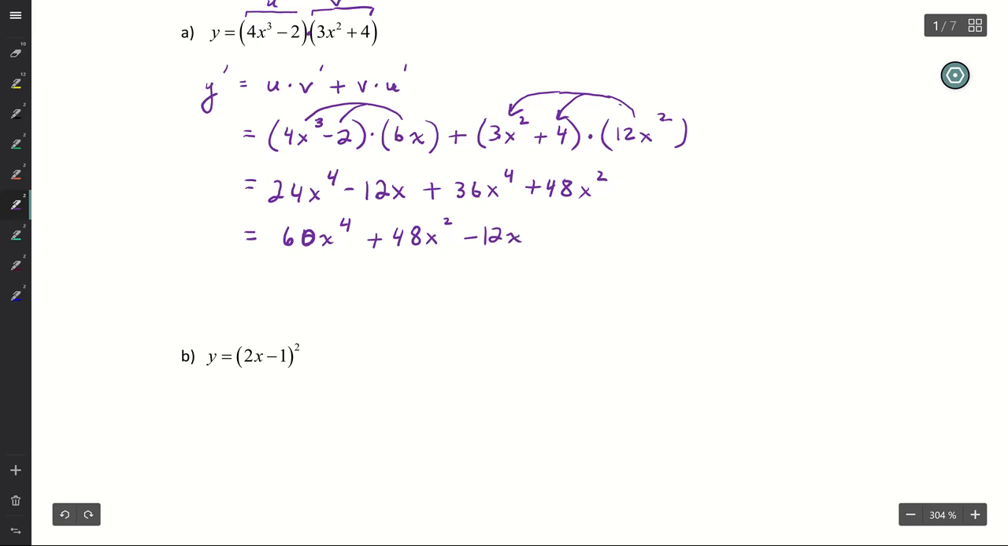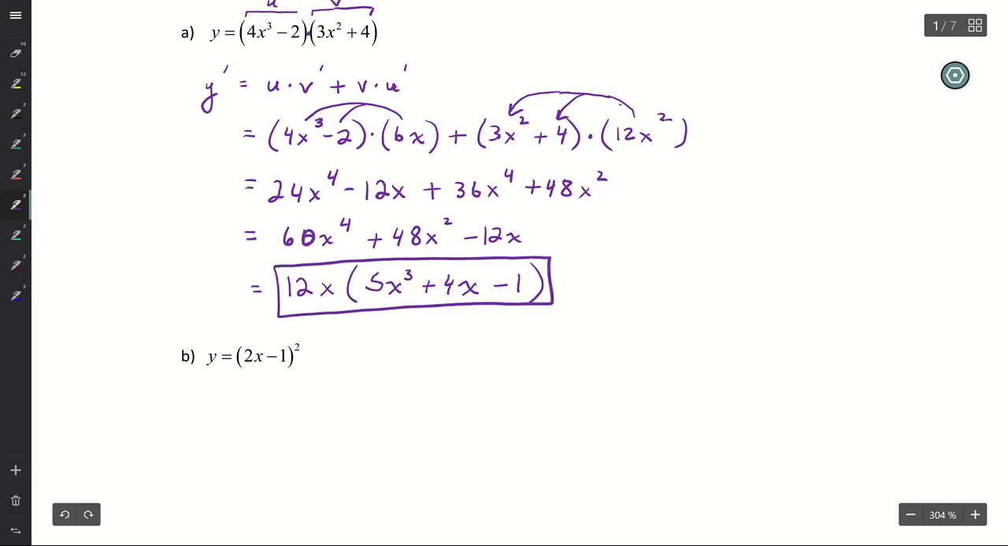All right, and then from here to complete the problem, we notice that 60 and 48 and negative 12 all share a factor of 12. And we also notice that we have x's in common to all terms. So we want to factor. So factoring out a common factor of 12x, that would then leave me with 5x to the third, and then plus 4x. And then here, just minus 1, since that factor is the actual greatest common factor, I need to leave a negative 1 there in its place. So that would be the derivative of my original problem using the product rule.